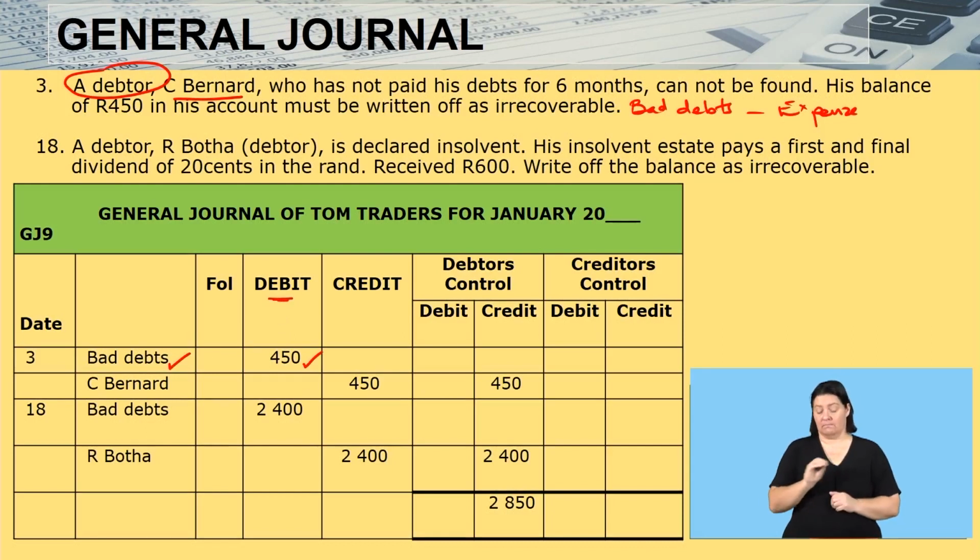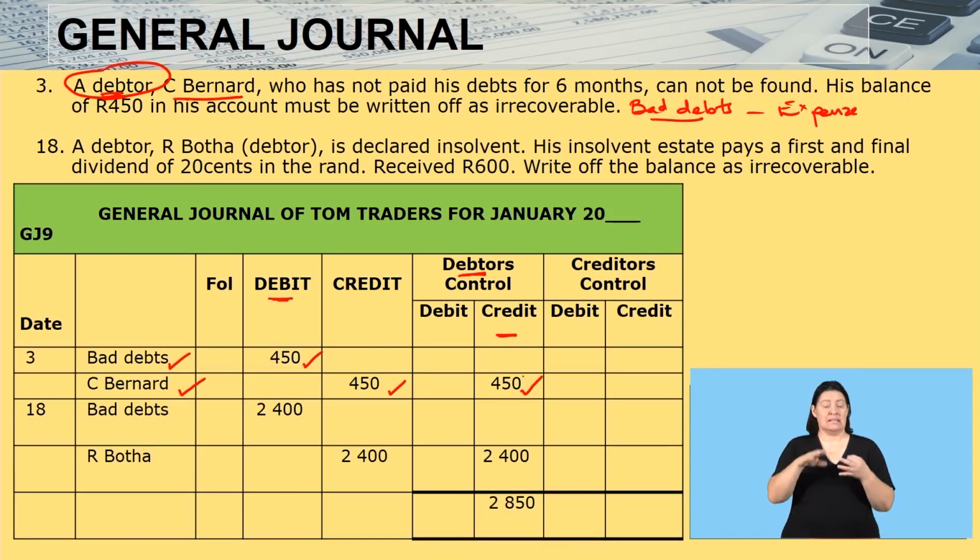And once I have bad debts, it is decreasing what my debtors owe me. So I will then credit C. Bernard, understanding that C. Bernard is part of my debtors, so I will then credit in the debtor's control 450. That is decreasing my debtor's control in this case.